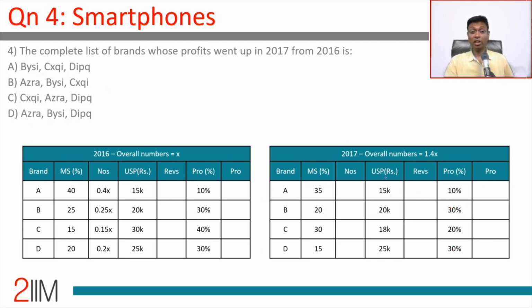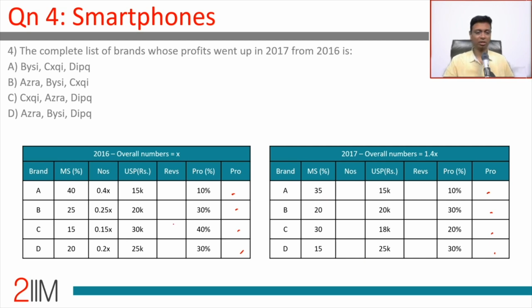The complete list of brands whose profits went up in 2017 from 2016 is, now you have to find the actual profits here, here, here, here, and actual profits here, here, here, here, and then compare. And that's going to be time consuming. I'm just going to see if there is a shorter, juicier way.